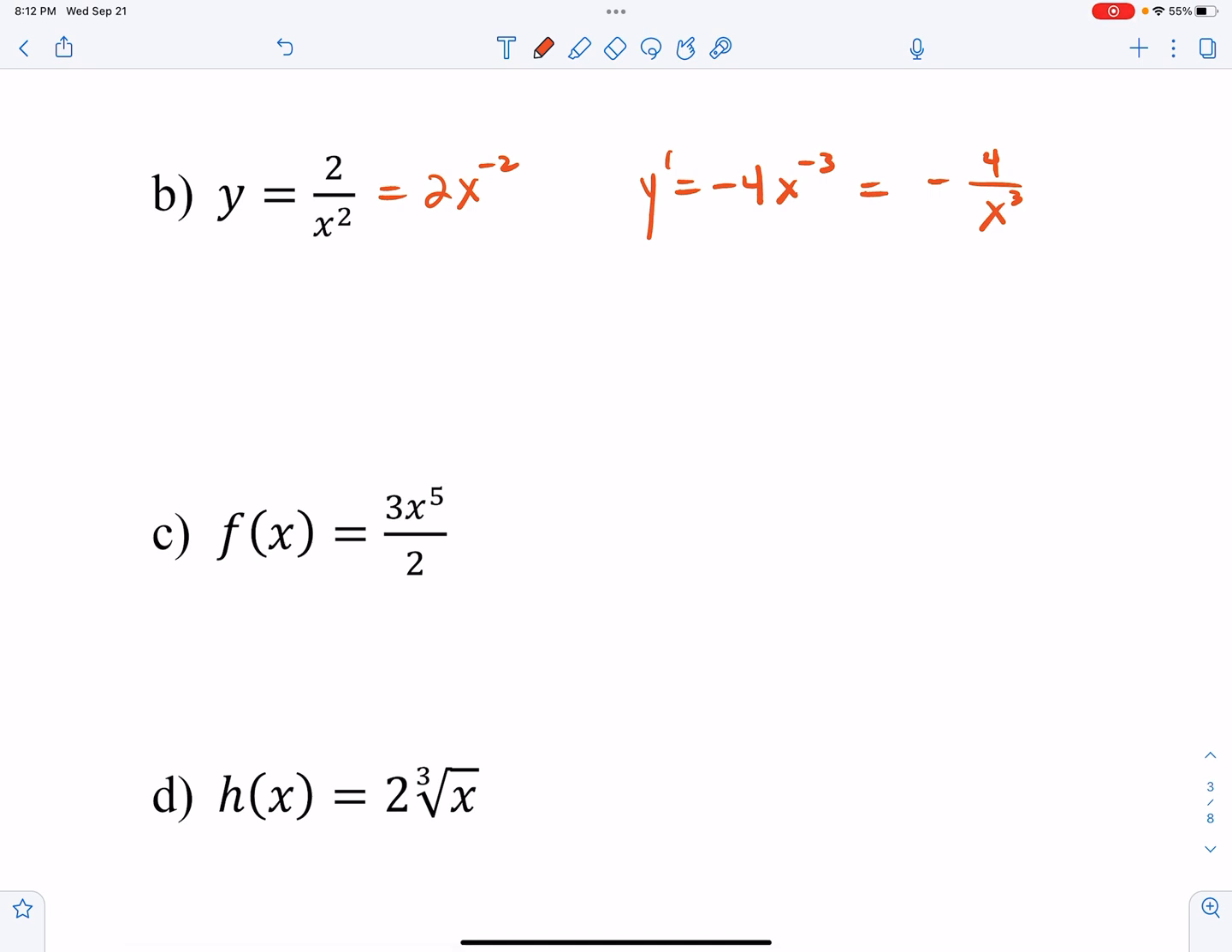Okay. And then you can leave f of x as is, or just to kind of have it in the form where you're thinking of 3/2 as being the coefficient. So then when you find f prime, you'll multiply 3/2 by 5, which will be 15/2. Subtract 1 from the exponent to get 4.